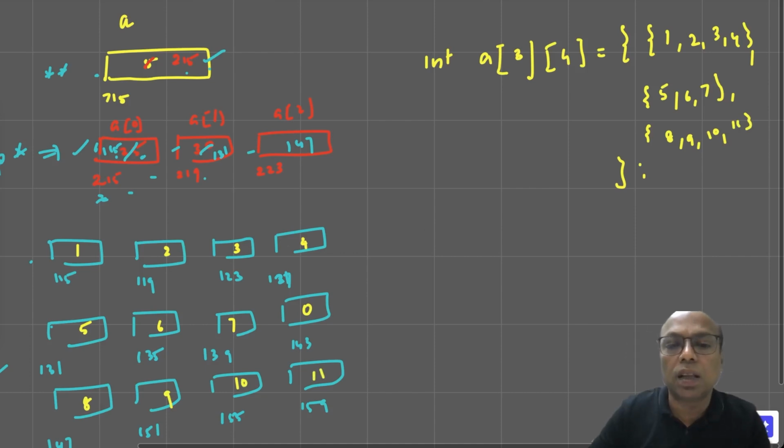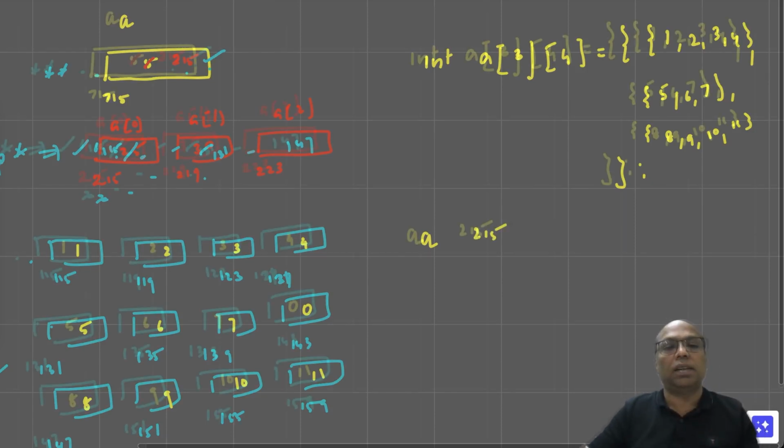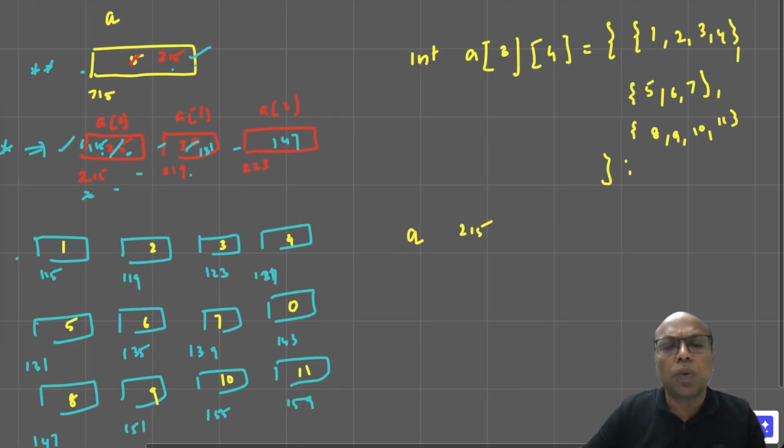Now, sir, my next is here. I'm going to say A in this place. What am I going to get? A means I'll get what? 215. Agree? Right? A means 215. What about if I say star A? Star A will give me what? Value at 215. How much? 115. A gives you 215. Star A gives you value at 215. Star A will give value at 115.